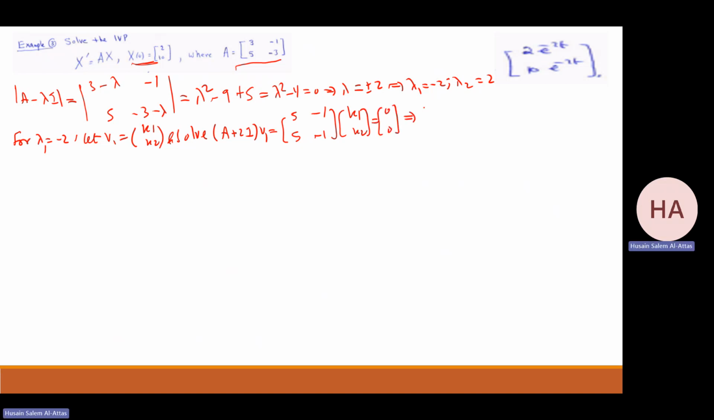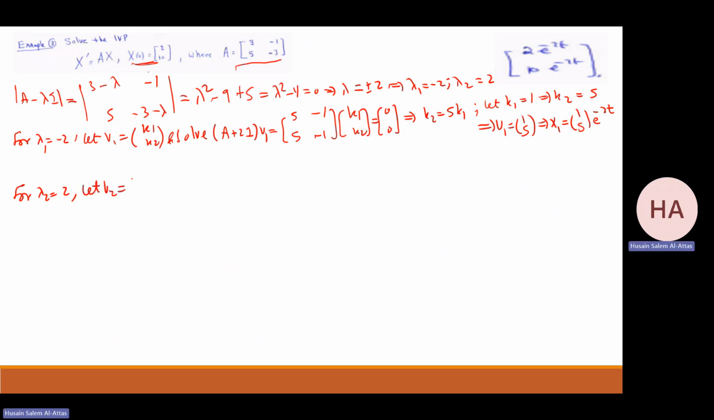So I have K2 equals 5 K1. Correct? Yeah, 5 K1 minus K2 equals 0. So K2 equals 5 K1. So let K1 equal 1, K2 will be 5. So V1 will be 1, 5, and X1 will be 1, 5 times e to the minus 2t. Easy one. Now for lambda 2 equals 2.